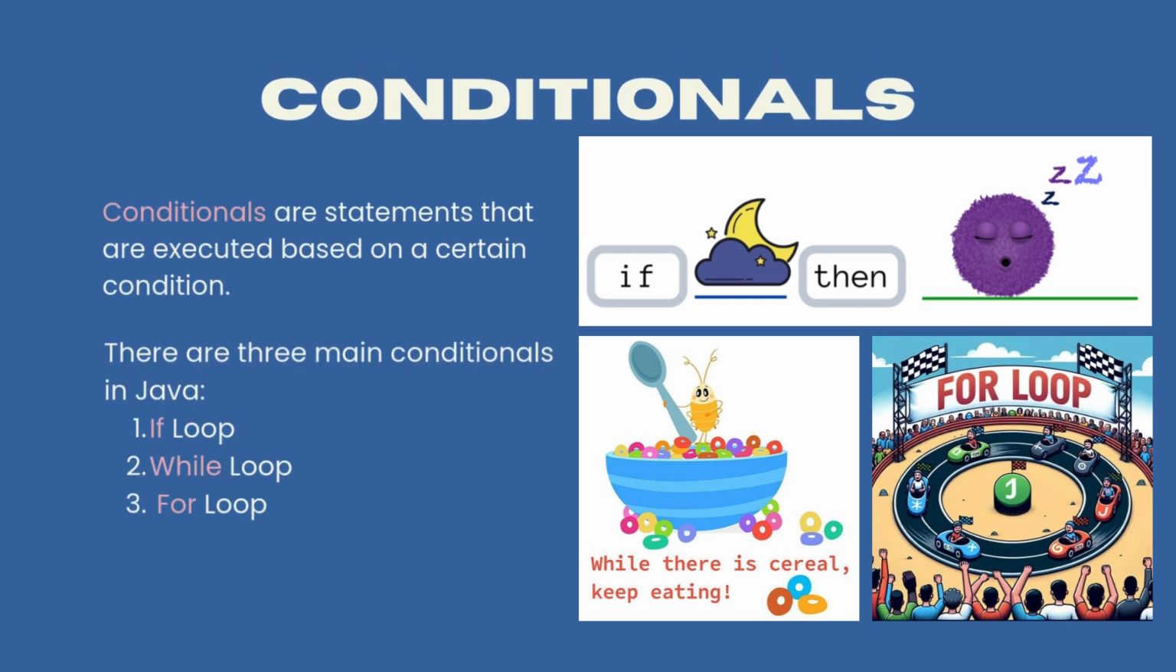Welcome back. Today we're going to learn about conditionals and loops. Conditionals are statements that are executed based on a certain condition. There are three main conditionals in Java: if loop, while loop, and for loop.